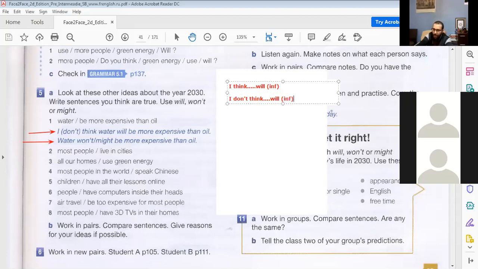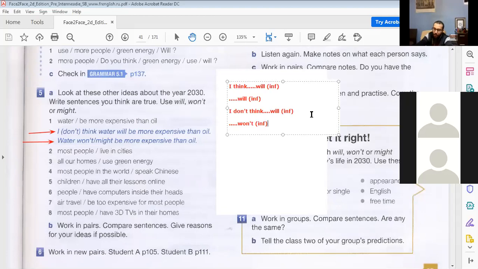You can also say, there's another way. You don't have to say, I think. You can just say, blah, blah, whatever it is, will, and then use your infinitive. Like the example, water will be more expensive, or water won't be more expensive. So I think is optional, by the way. It's up to you. If you want to use it, it's up to you. You can also use won't. So you can say blah, blah, whatever, won't, and then you use your infinitive verb.